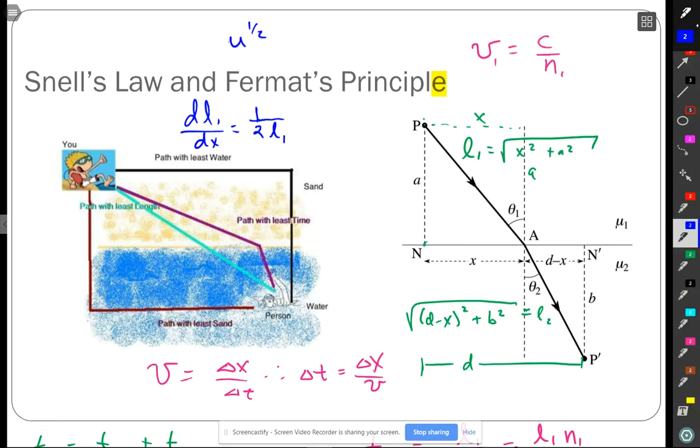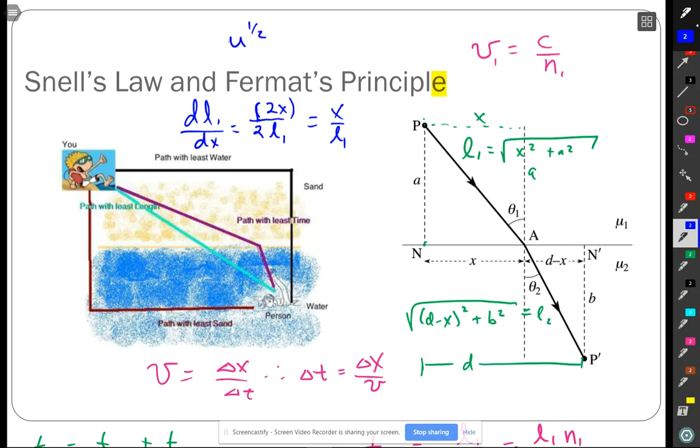But then my u was a function of x, so I have to use the chain rule. And so then on top, I'm going to multiply by the derivative of u, the derivative of x squared plus a squared. Well, what's the derivative of x squared plus a squared with respect to x? 2x. So my derivative of L1 with respect to x is x over L1. Once again, I'm using L1 because it's easier to write than the square root of a squared plus x squared.